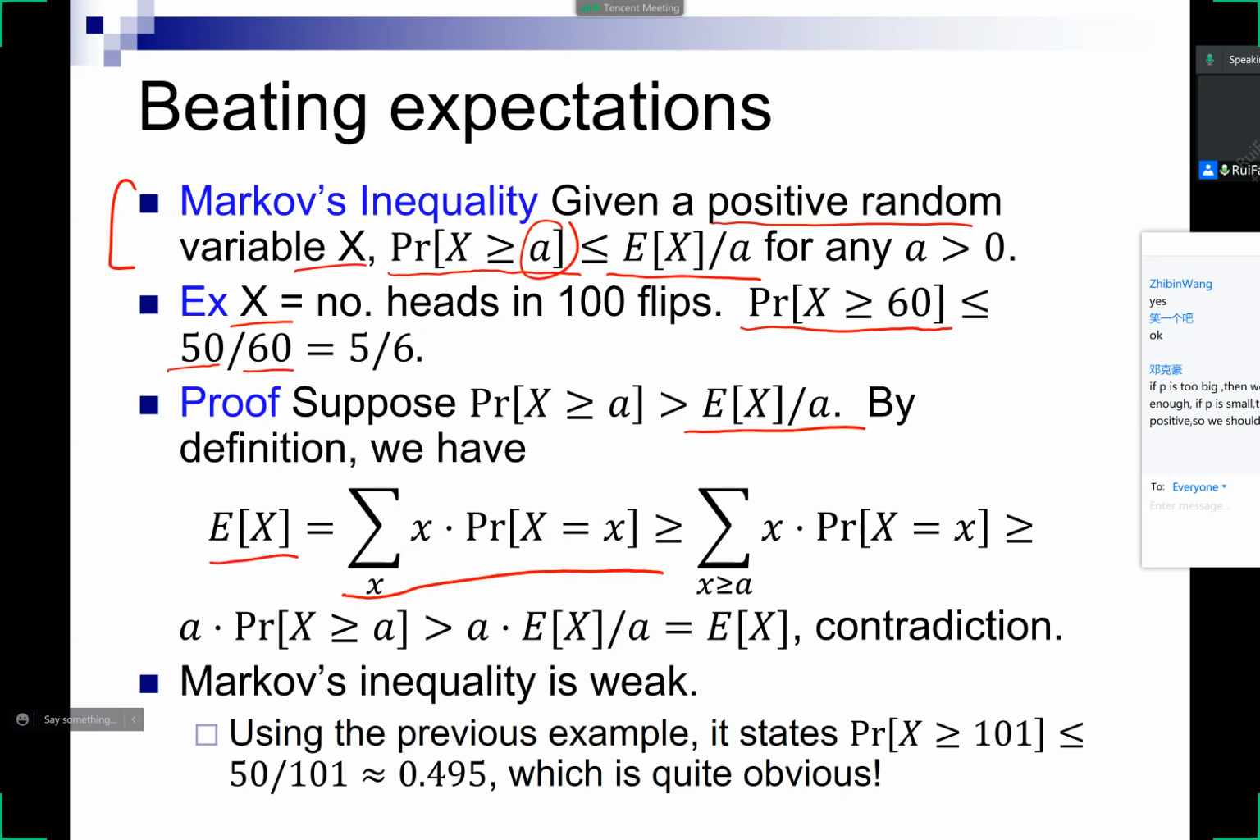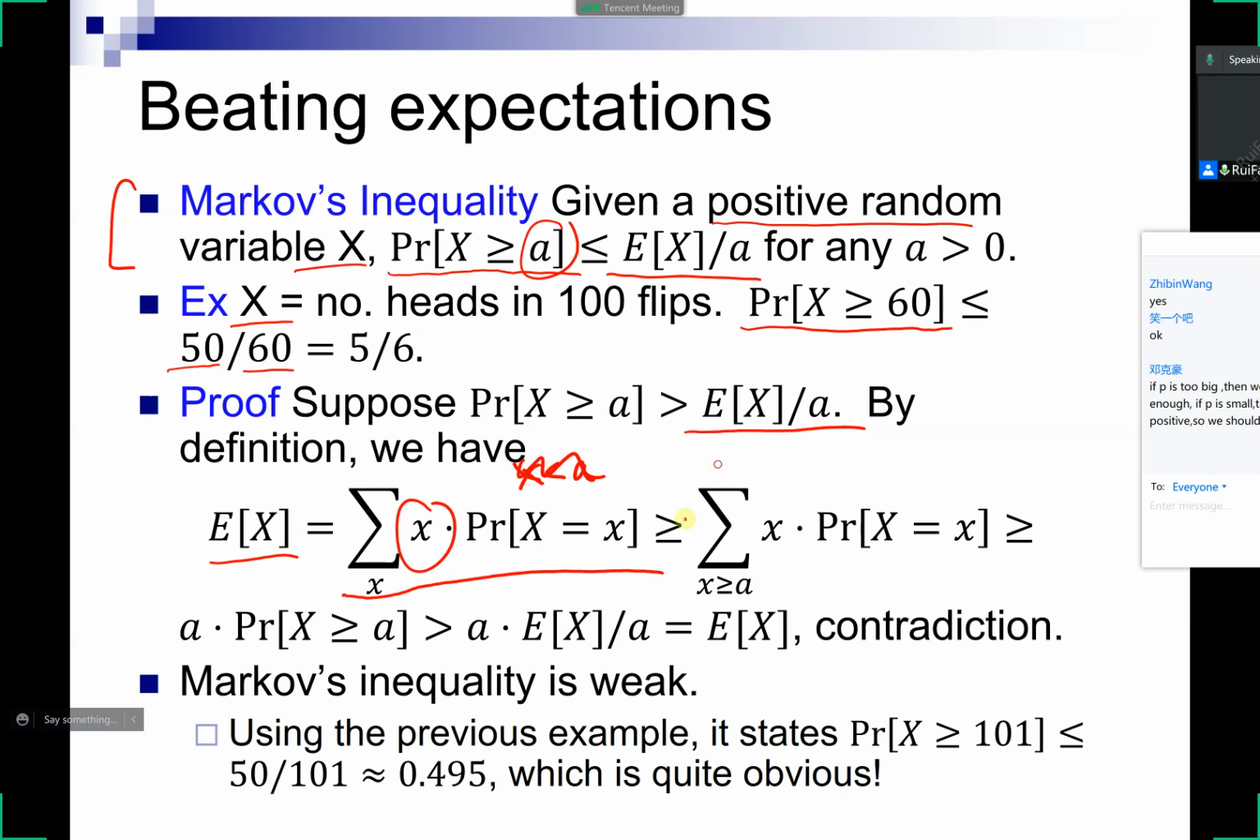And you sum that. Because all of these x's are non-negative, you can take this big sum and remove some of the terms. Let's take out all the terms where x is less than a. Let's remove all of those terms. That's not going to make the sum larger, because x is non-negative.